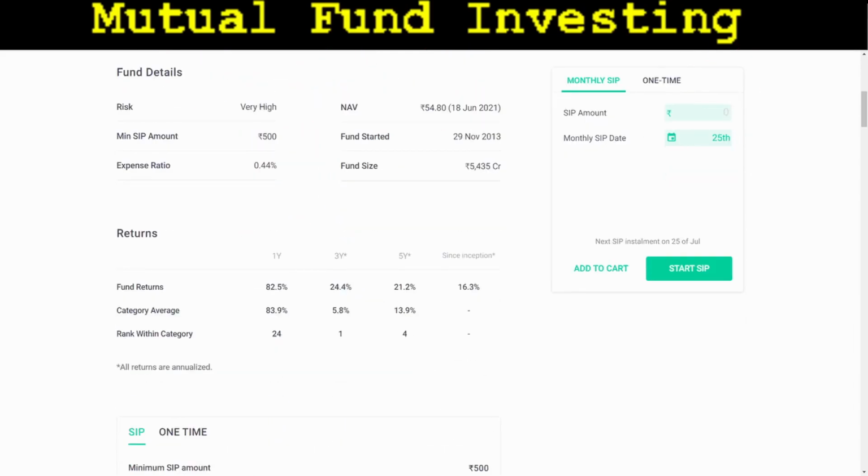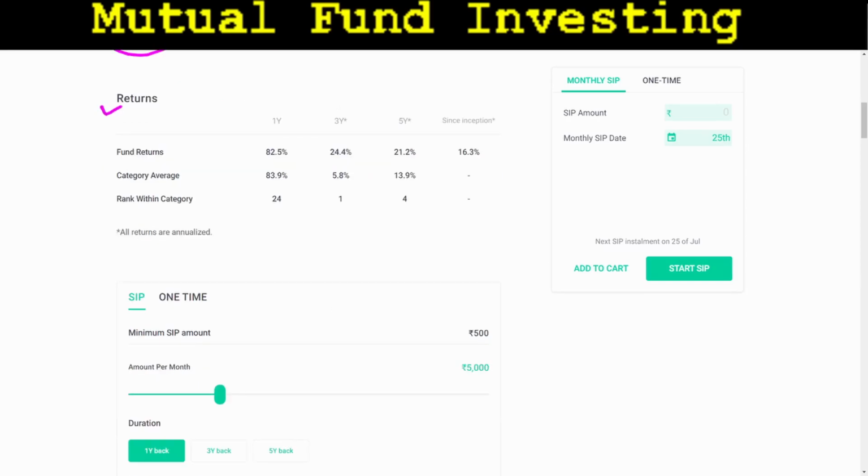Going below, there are other details mentioned here. It mentions the risk profile, the NAV, the date when the fund started, the fund size and expense ratio. Expense ratio is the amount which is deducted every year by the fund house for management of your fund. And here it is 0.44%. That means if you invested 100 rupees this year and next year your amount becomes 105, then 0.44% of 105 will be deducted that year for maintenance of your mutual fund. SEBI has restricted mutual funds to 2.5% of expense ratio. That means mutual funds can charge from 0 to 2.5% for maintenance of the funds. And here it is 0.44%, which is quite reasonable.